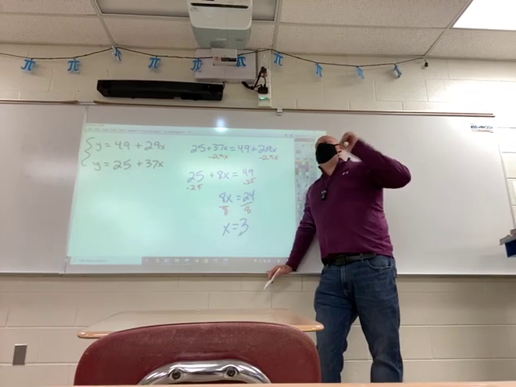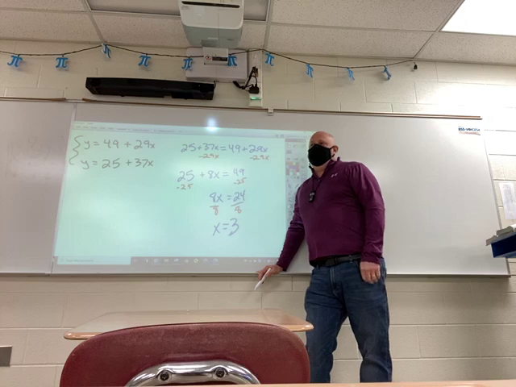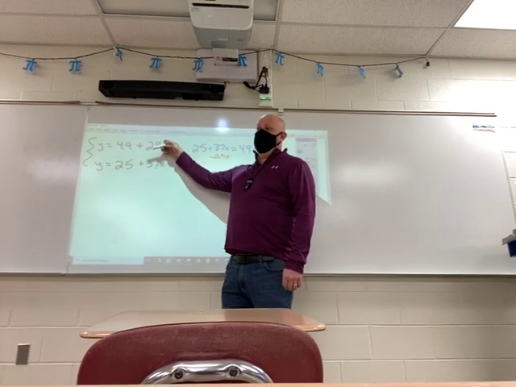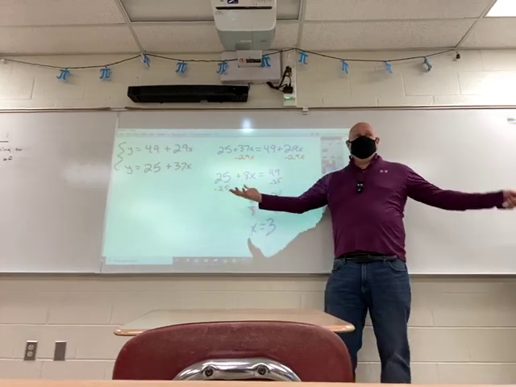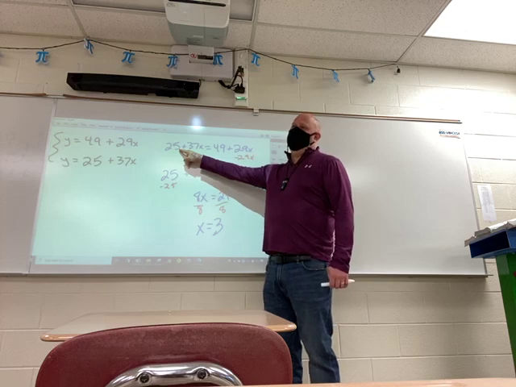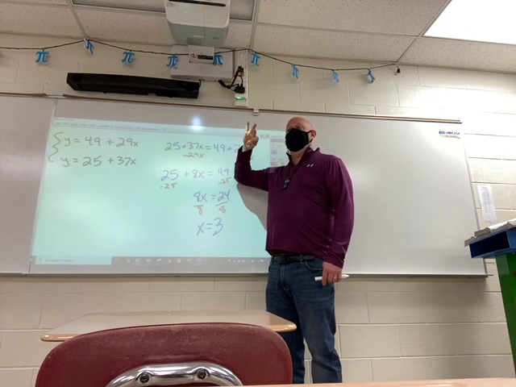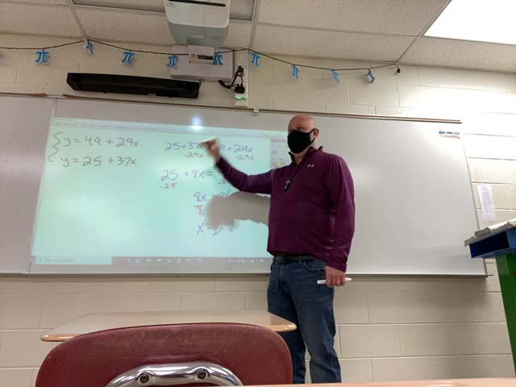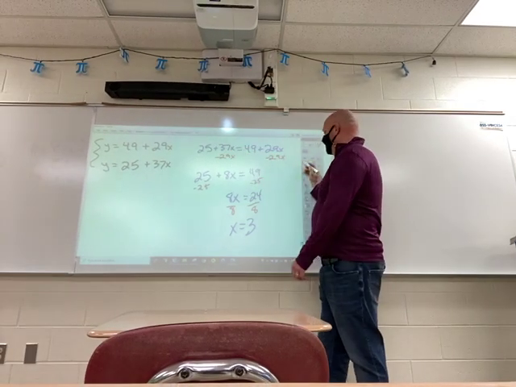For this particular application, what does x equals 3 mean? X is the number of months until these two are equal to each other. This one's cheaper to start out with, right? It's going to be cheaper after month 1. It's going to be cheaper after month 2. After 3 months, they're going to be exactly the same amount. And then this one will be more.